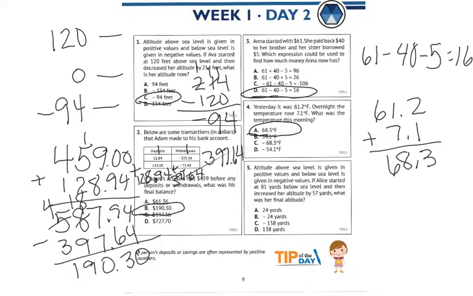Number 5. Altitude above sea level is given in positive values and below sea level is given in negative values. If Alice started at 81 yards below sea level and then increased her altitude by 57 yards, what was her final altitude? Let's start by making a number line. And Alice started at 81 below sea level, so that's negative 81. And let's write sea level as 0. And we're going to need to subtract to find the answer.